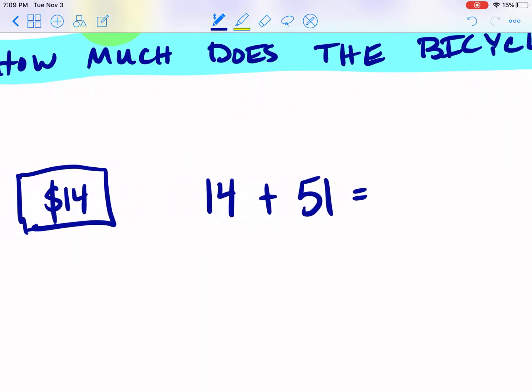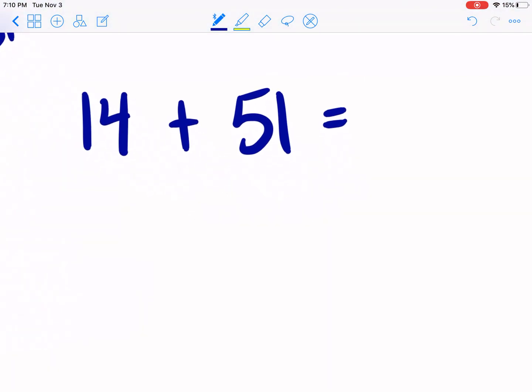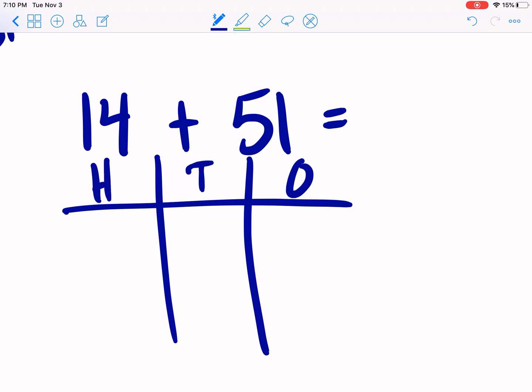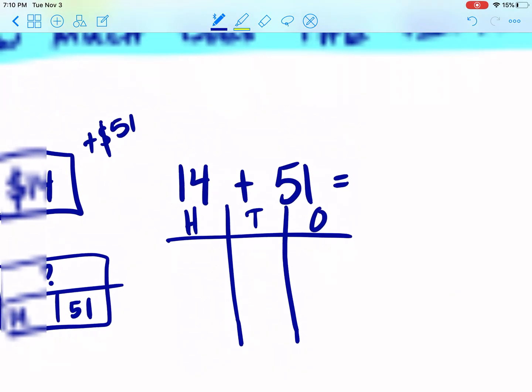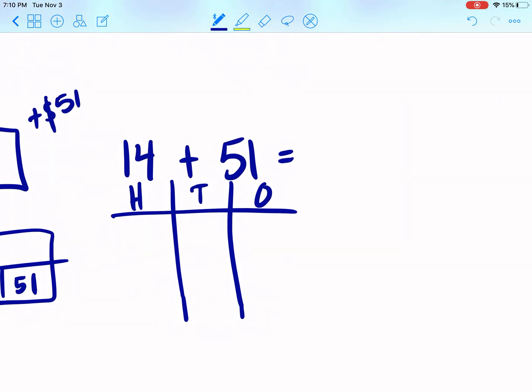So if you wanted to do 14 plus 51 here, you could. If you wanted to draw pictures, you could. If you wanted to do our bar model, we could do that too because we know it's 14 and it's 51 more. We just don't know our total amount still. So I want you to take a moment and solve on your whiteboard or your dry erase sleeve 14 plus 51 to determine the total amount, to determine how much the bicycle costs, because that's what our question's asking. Push pause, and when you've solved it, let's check our answers.